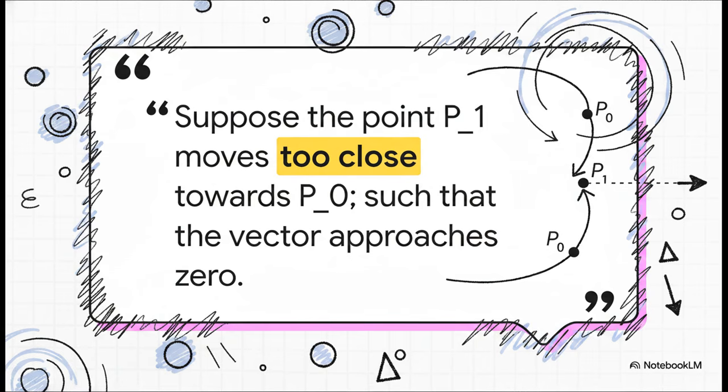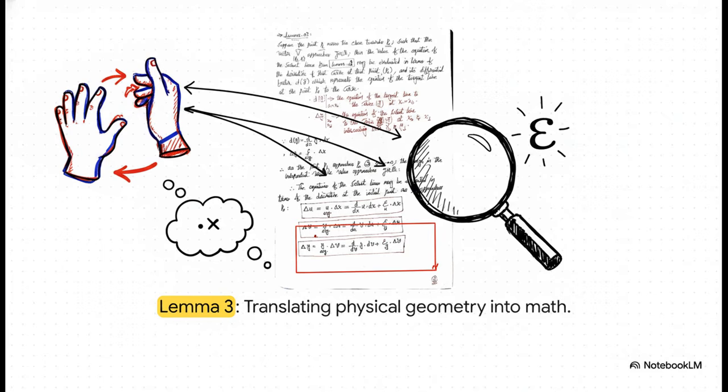So to make that jump from average to instantaneous, the author uses this fantastic physical narrative. Quote, "Suppose the point P1 moves too close towards P0, such that the vector approaches 0." End quote. I love this because you can literally visualize it. Imagine those 2 distinct points of our secant line sliding closer and closer and closer together along the curve. The distance between them shrinks until they're basically sitting right on top of each other. That sliding motion, that is the absolute key to unlocking instantaneous change. Now, lemma 3 is where we translate that physical sliding action into hard math.